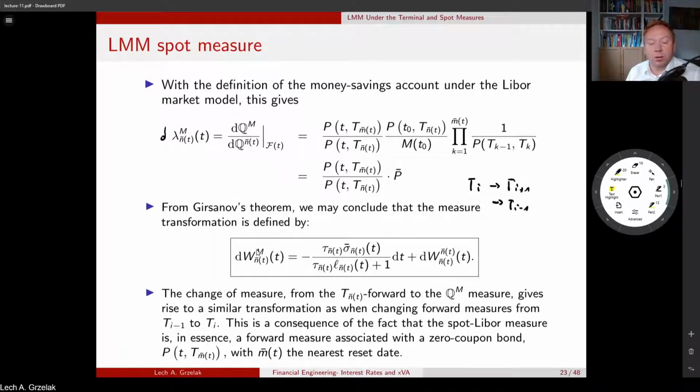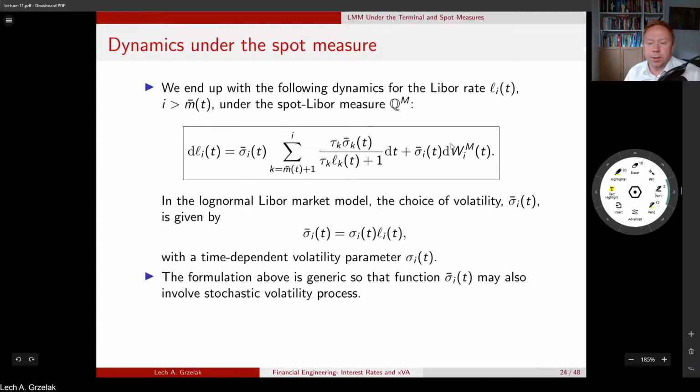It is associated only with the spot Libor, and the numeraire is defined as this relation of the compounding of zero coupon bonds until the next point on the grid after time t, and then discounted with the zero coupon bond. So you see, it's almost the same representation as we have seen before for the Libor changes between Ti and Ti plus 1 or Ti and Ti minus 1. And this is the final representation of the Libor market model.